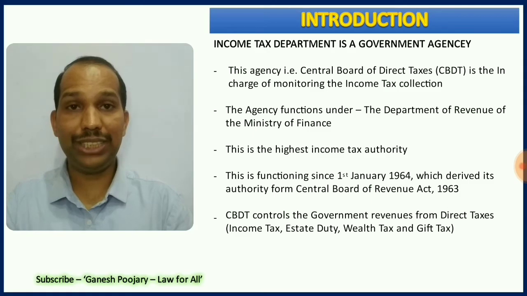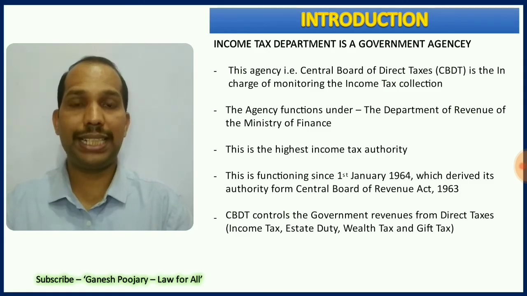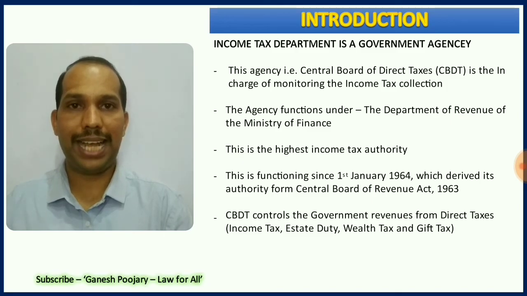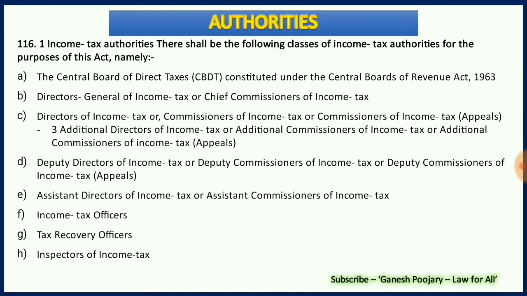With that, let's get into the first slide where we are discussing the different authorities that are available under the Income Tax Act. Section 116 of the Income Tax Act deals with authorities under this particular act. I am making it into two parts. First is 116A, the second part is 116B to 116H. Now, why am I segregating A as a separate point?